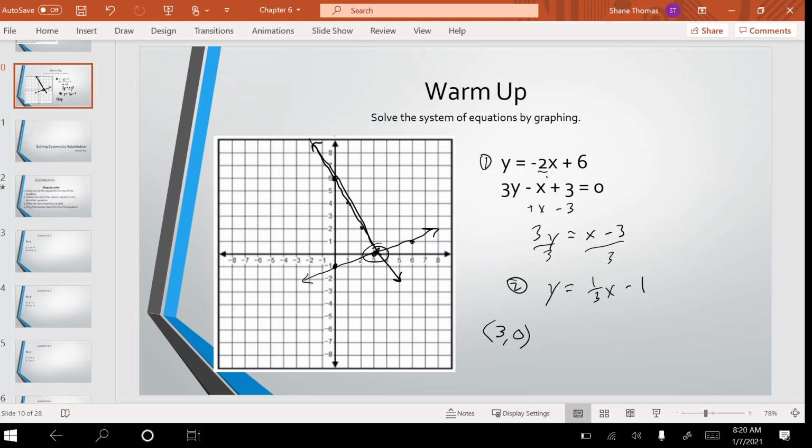That would be my answer. X is 3, y is 0. All right. The point where they cross is the x and y value that satisfies both of these equations. Now then I can check it to make sure it works out for both of them.